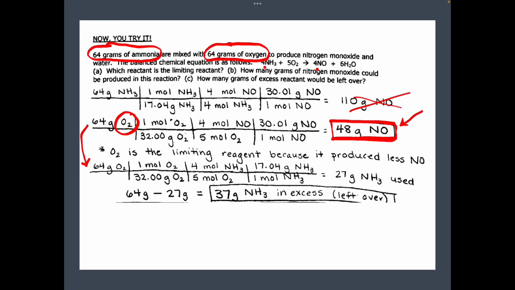But instead of forming product, now we are going to figure out how much of our excess reagent actually reacts. So again, we're going to use our molar mass to turn grams into moles. We'll use our mole ratio to change compounds, but now we're trying to figure out the excess reagent. Then we're going to use moles and our molar mass to turn it into grams. So this says that we had 27 grams of ammonia that were actually used. So if we started with 64 grams of ammonia and we actually used 27, that means we have 37 grams of ammonia in excess, or we have 37 grams left over.